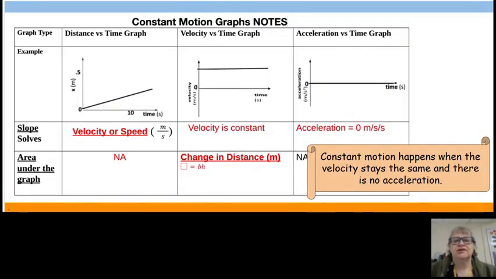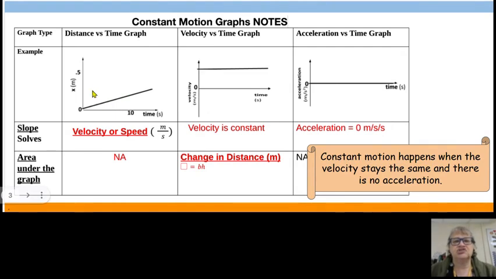It's really important that you put this into your notes, the entire table. This particular table gives you everything that you need to know about constant motion. Constant motion happens when the velocity stays the same and there's no acceleration. So here are three different types of graphs. These are the shapes that they would be.